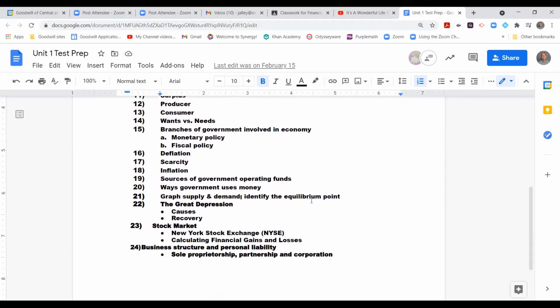There is a graph, a supply and demand graph that's included in the test. You'll have to know how to interpret it, identifying the equilibrium point.